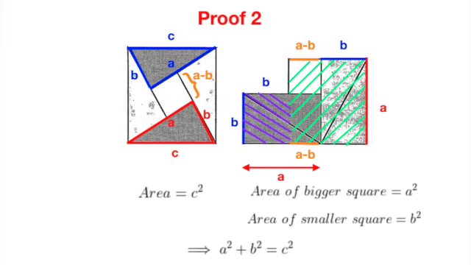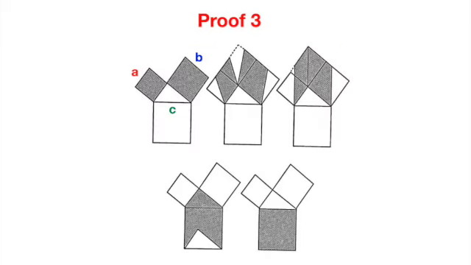The third proof is quite fun. We are given 5 diagrams in total. The way to understand this is that the shaded area in the initial diagram, which are squares of area a square and b square, are transformed in a series of area preserving operations to finally get the bottom square of area c square, hence establishing the required result.